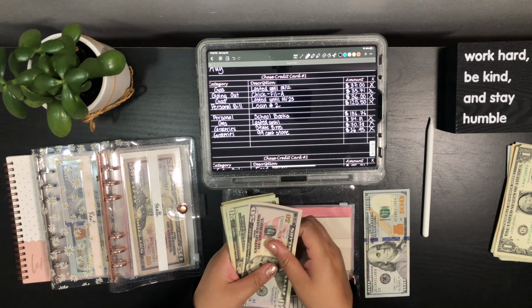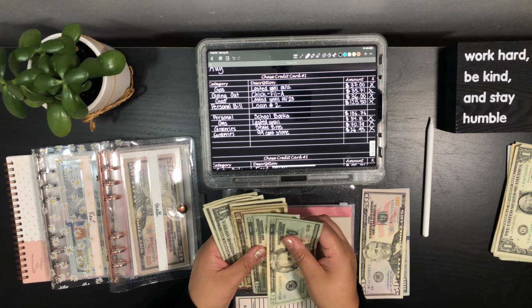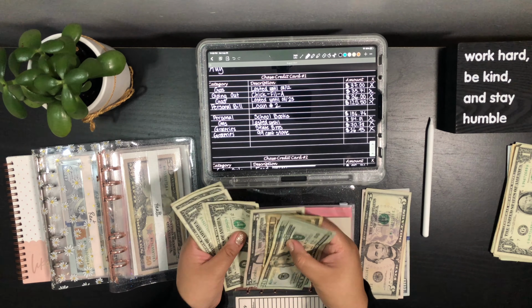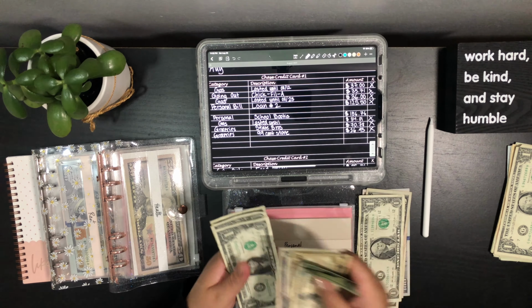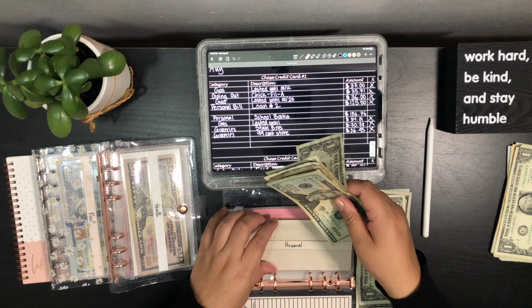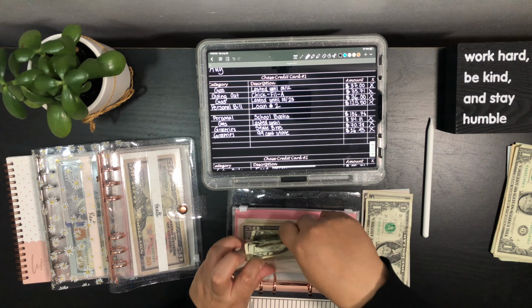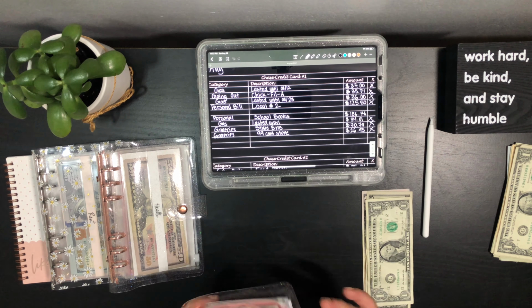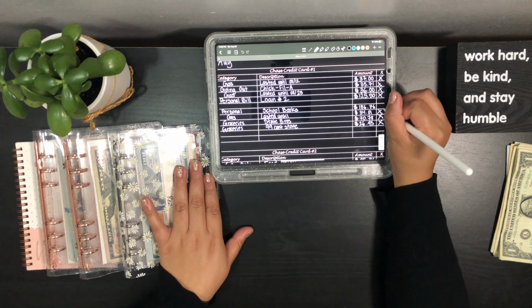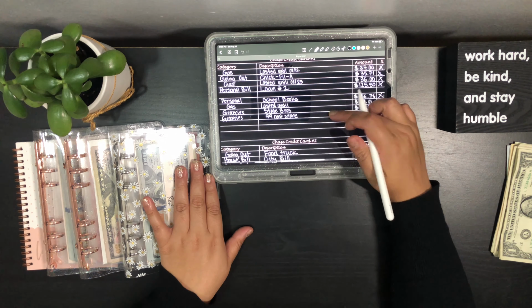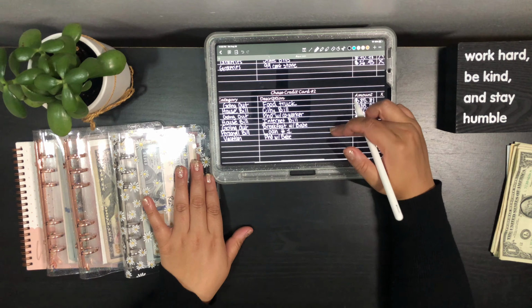So 150, 5, 6, 7. And everything else will stay in here. So we put 157 aside, and it looks like that's it for our first credit card.